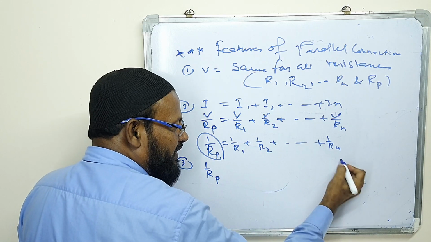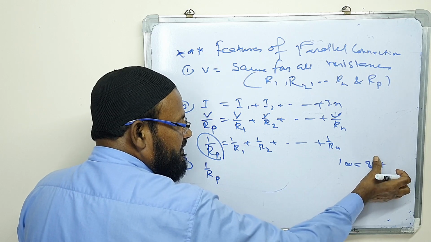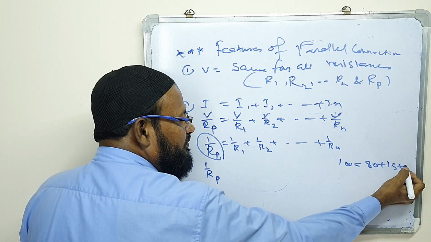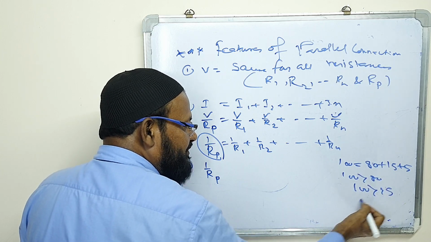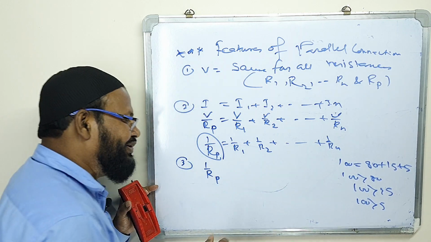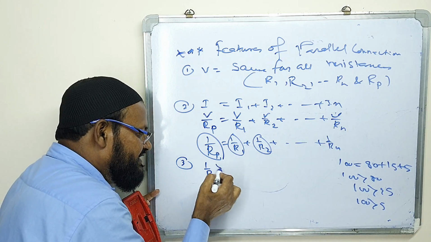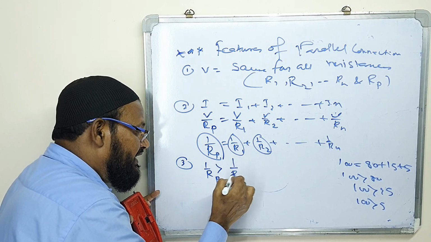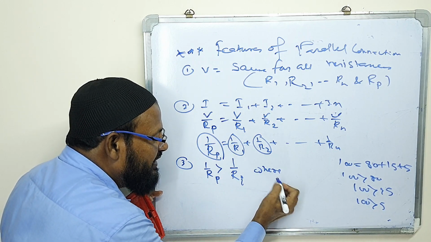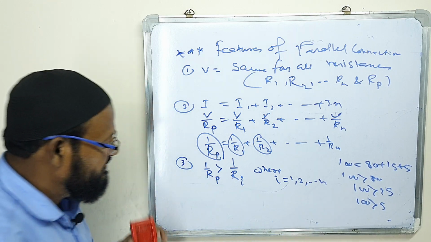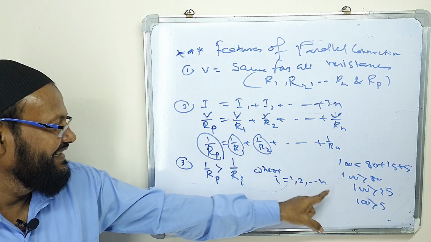Suppose I am putting one example. Suppose this is 100, and 100 equals 80, 15 plus 5. 100 is greater than 80, 100 is greater than 15, and 100 is greater than 5. According to that rule, this is equal to the sum of these. Therefore, what is the rule? 1 by Rp is greater than 1 by Ri, where i equals 1, 2, ... n, the individual resistances. Please see this rule.